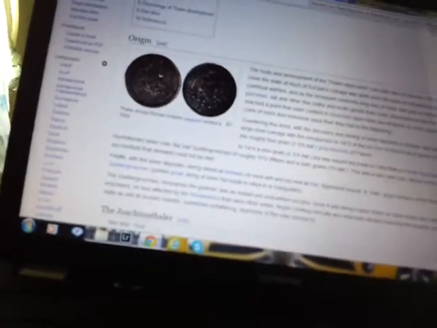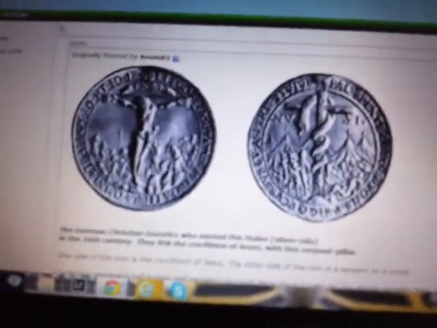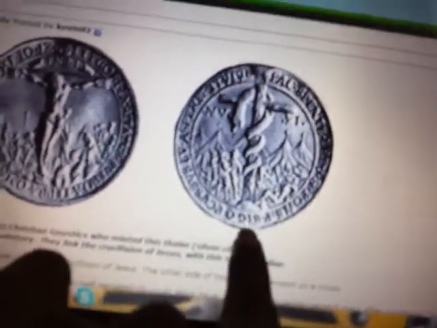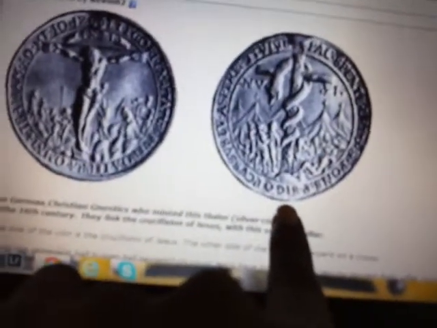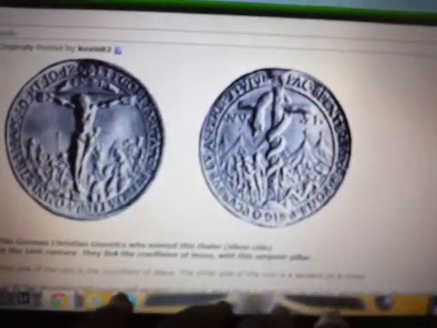From the 15th century, this right here is a thaller coin, from which the word dollar comes. Over here, to your right, you have a serpent and a cross. Bear in mind, Israel was the one that used to rule Europe before the Renaissance, right? They were wicked in that time.